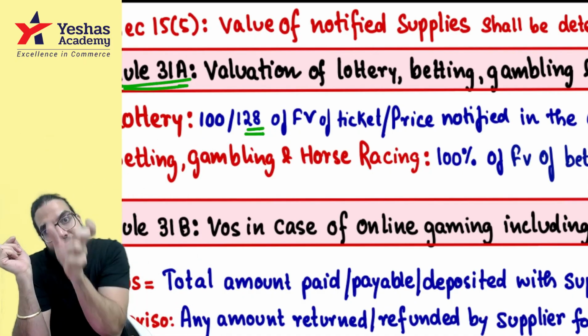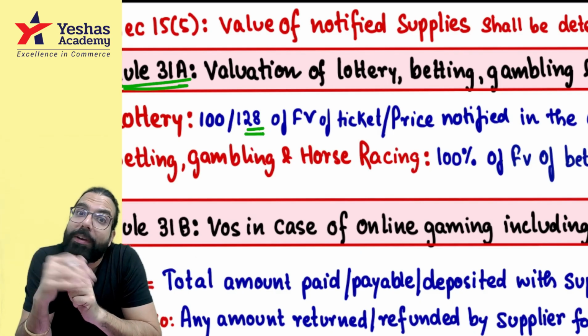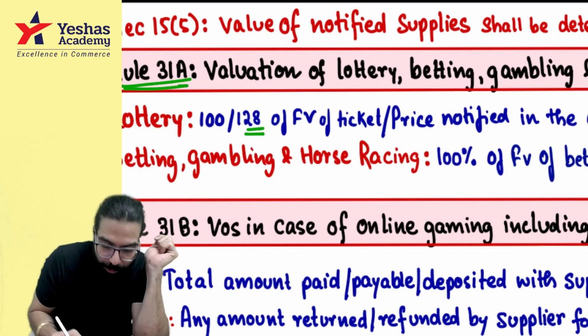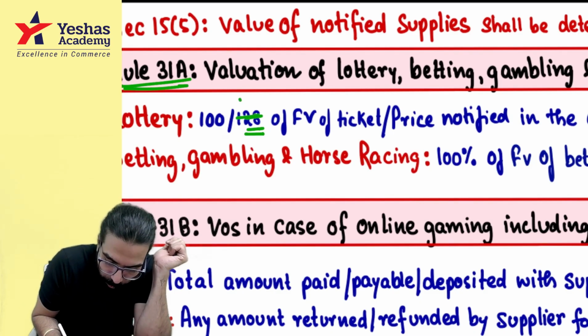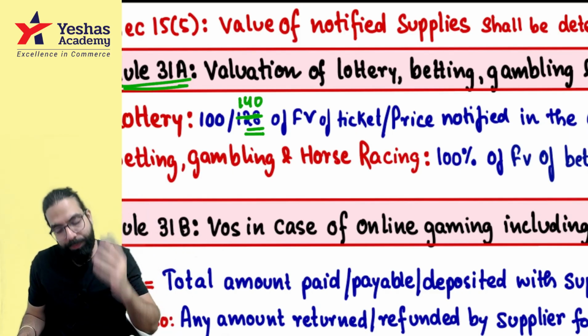100 divided by 128. It means lottery was assumed to be 28% inclusive. No, it is not 28%. Now it is 40%. So it will be 140, 100 divided by 140. Is the second change clear to all of you? Yes, sir. Clear.